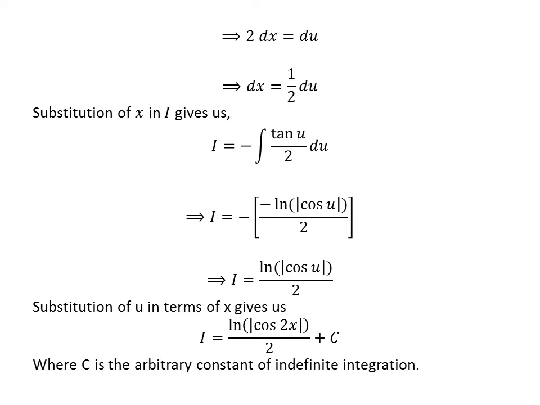We had solved the integration in terms of u. Now we needed to take back the expression in terms of x. For that I have replaced u by 2 times x, which we had assumed earlier, and then added capital C, which is the arbitrary constant of indefinite integral. Do not forget to add this constant in the end of any indefinite integration.